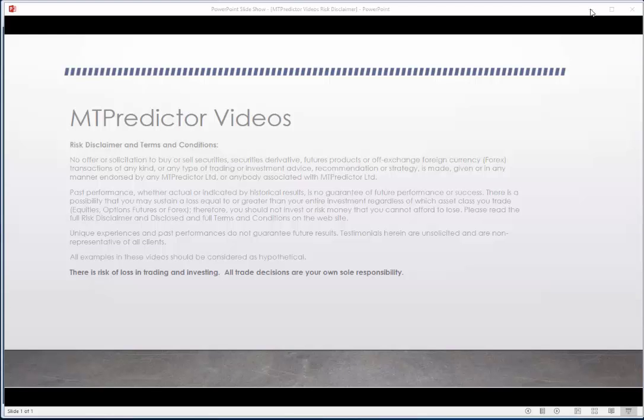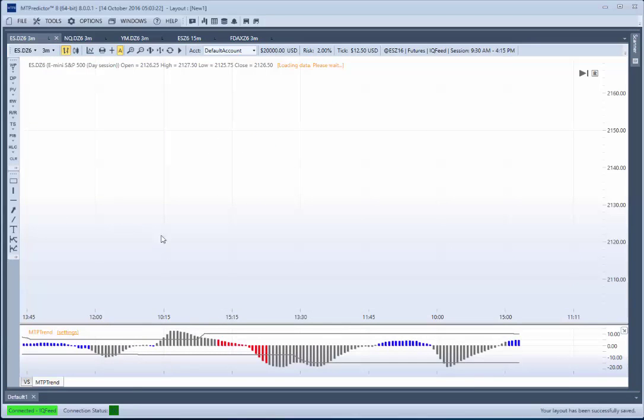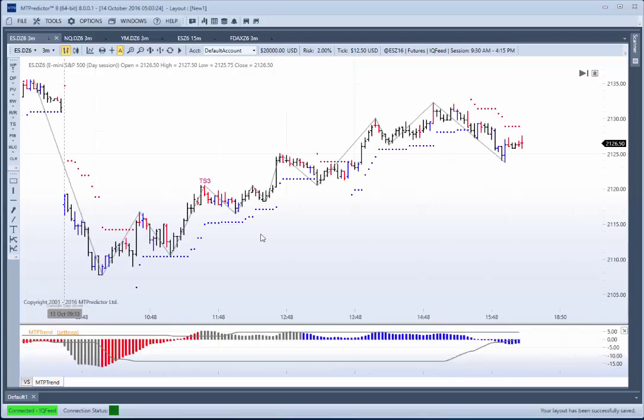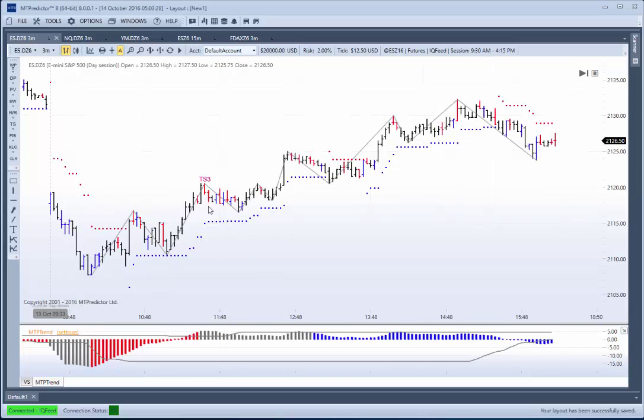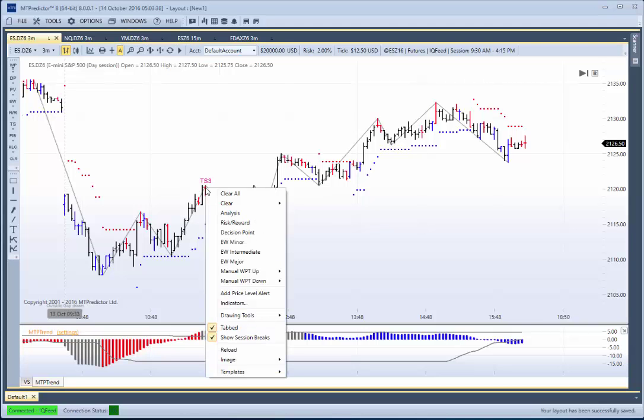Right, let's have a look at some charts. I want to start with looking at the E-minis, in particular the ES from yesterday, and show you a trade setup that unfolded here yesterday. It was a TS3 sell. It looked like a perfect valid trade setup with our new MTP trend indicator being red stroke grey. If you had taken this trade, it would have been a losing trade.